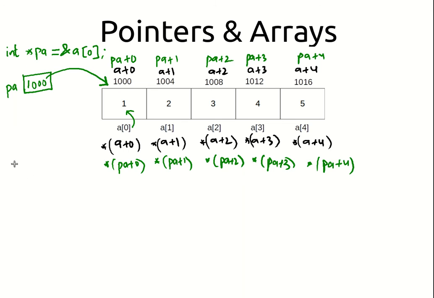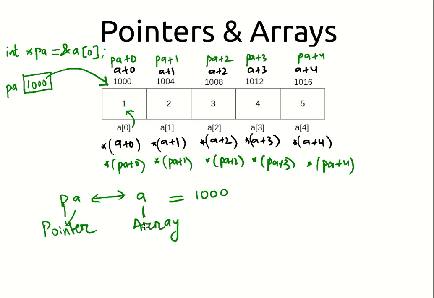So what you observe is PA and A both have the address 1000. So can we say that in this case PA is a pointer and A is an array? Can we say that they are all the same? The answer is no, because PA is a pointer and A is an array.